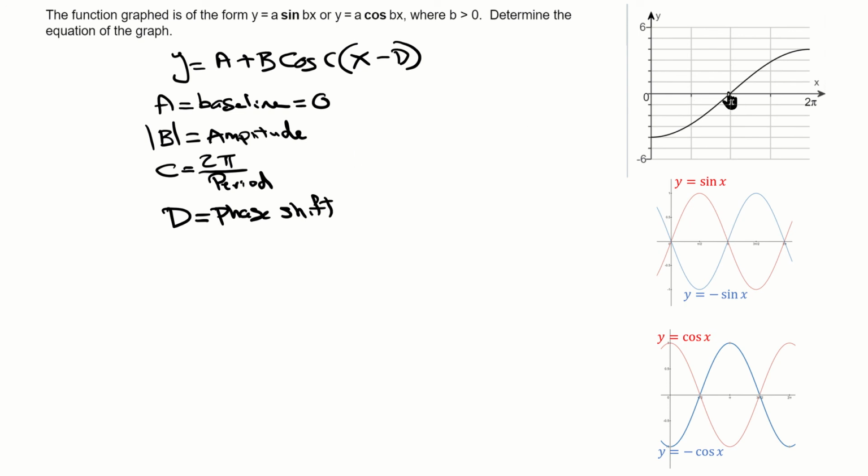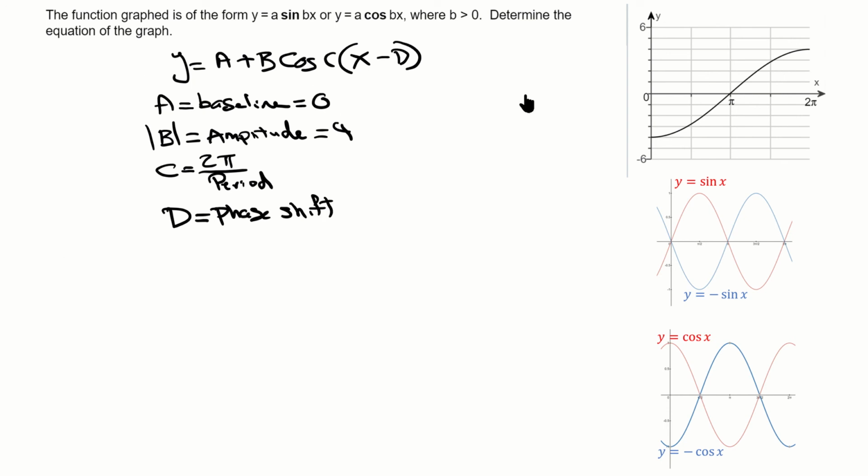Now in this case it appears that each of these tick marks represents 1 unit: 1, 2, 3, 4, 5, 6 below the x-axis, and 1, 2, 3, 4, 5, 6 above. But this graph goes 1, 2, 3, 4 below and 4 above. So we know that the amplitude is going to be 4. But we also know that this is a negative cosine curve, so when we write our equation, we're going to use the negative sign as well.